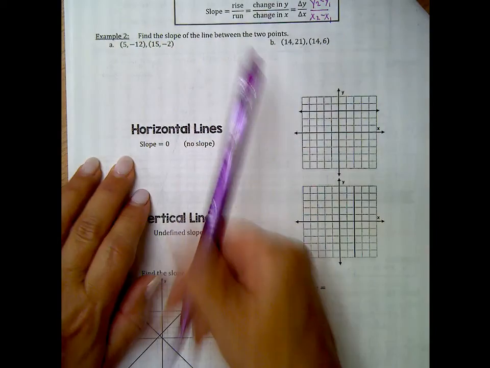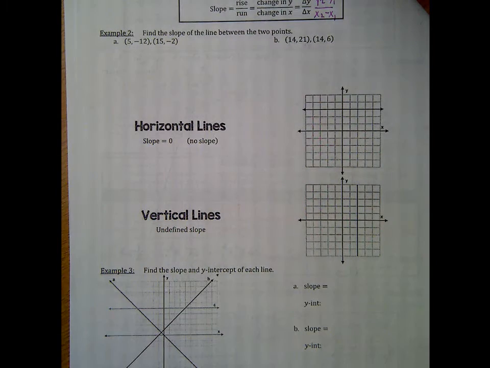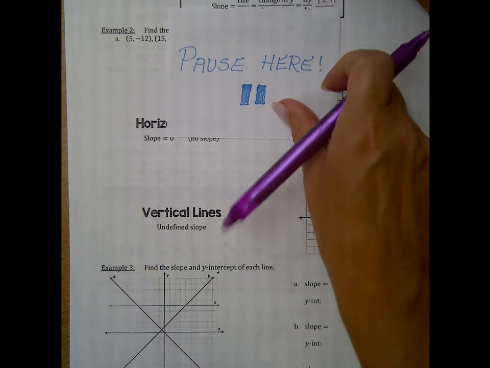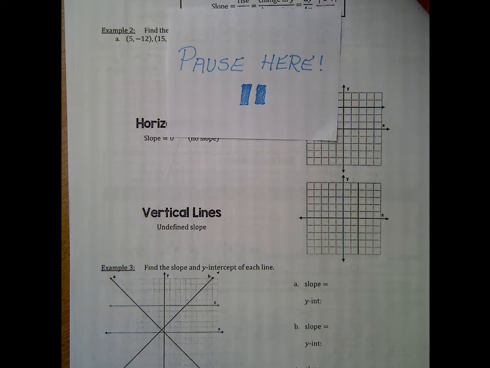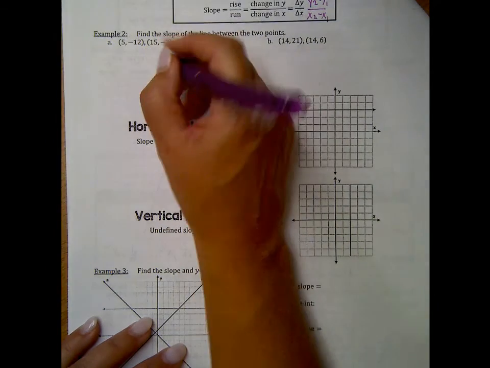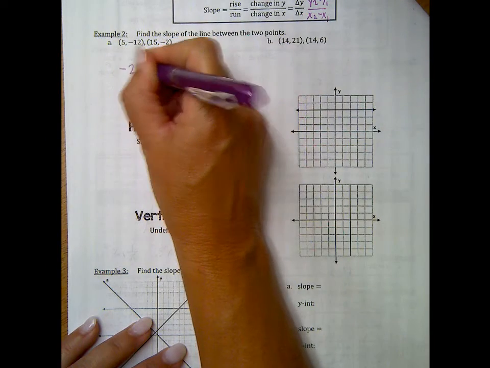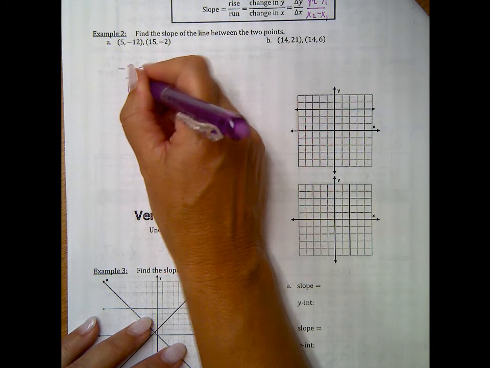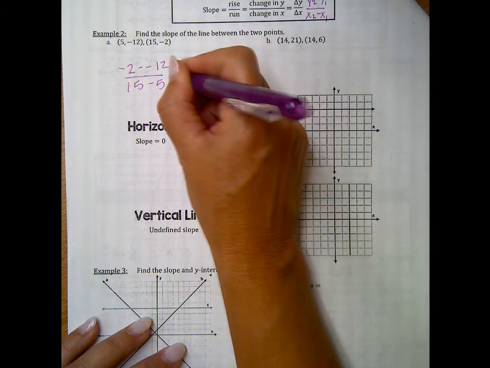So take a second using those formulas, and you can quickly pause right here and see if you can find example 2, the slopes for A and B. Okay, and the answer for A is 1. You get negative 2 minus negative 12 over 15 minus 5, which is 10 over 10.